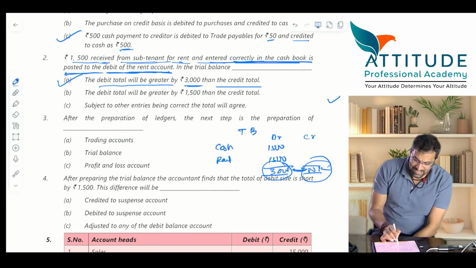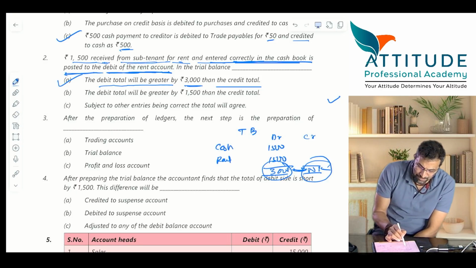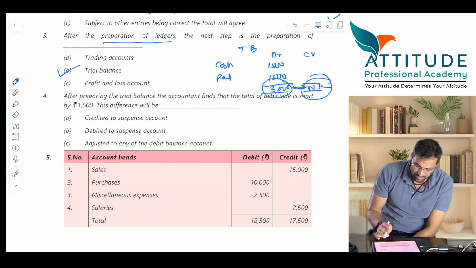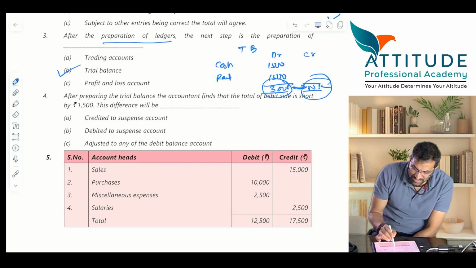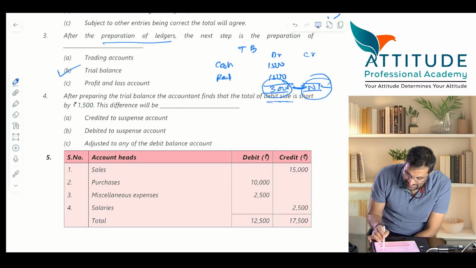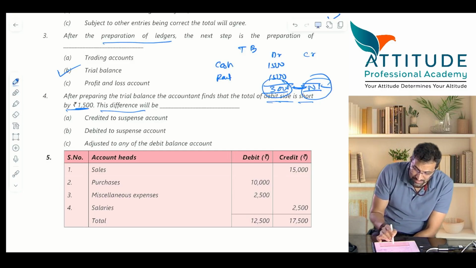After preparing the ledgers, the next step is preparation of trial balance. Very good. Next, after preparing trial balance, accountant finds that the total of the debit side is short by 1500. This difference will be debit side is short.